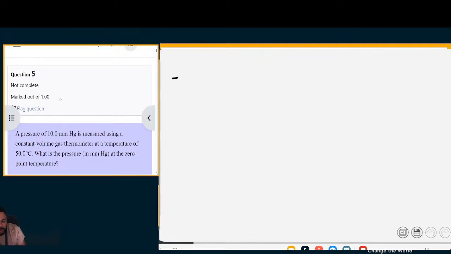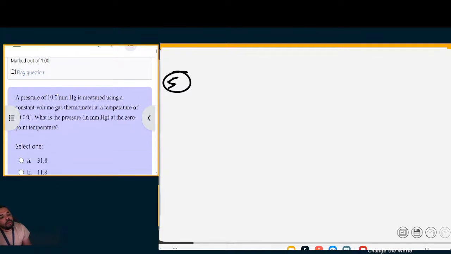Question 5. This now has to deal with a thermometer, a mercury thermometer. I measure pressure, checking where we are for time.